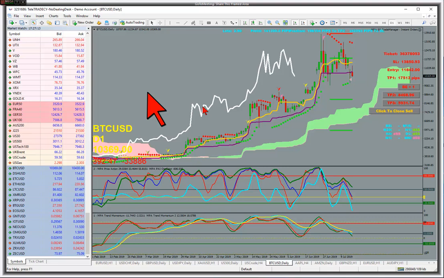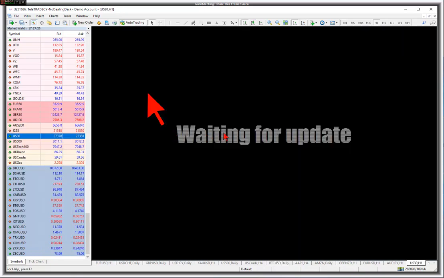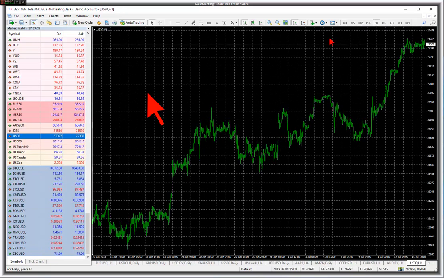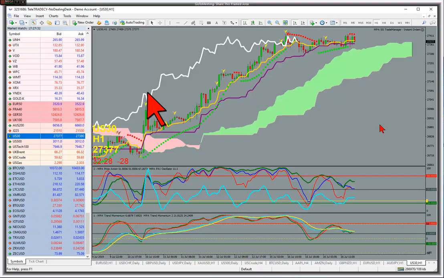All right, so within the market watch, any symbol you can add to the software by simply finding the symbol of interest, adding it to a chart, or simply right clicking and going to chart window right there. And when I do that, it'll open a new chart, waiting for update, and then opens the chart. Then I can go to my templates and add my template, and I'm good to go on any symbol, anywhere, anything I'm interested in trading.